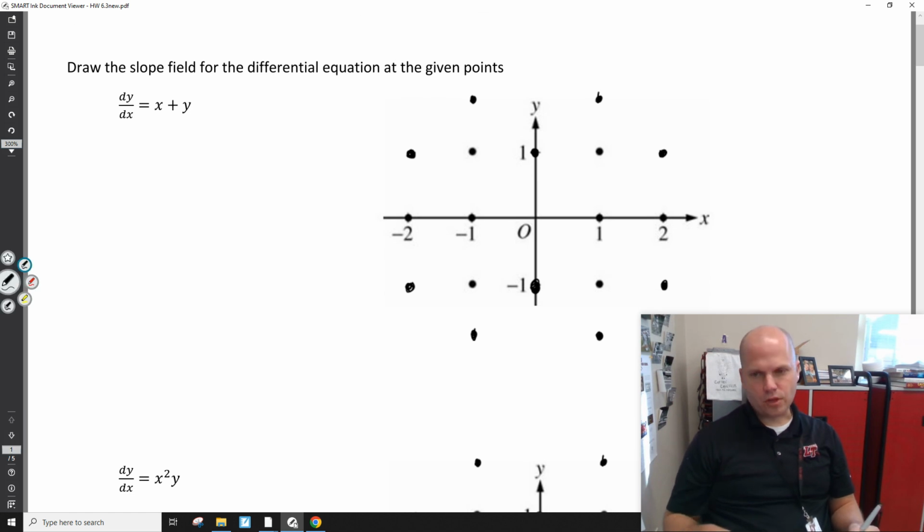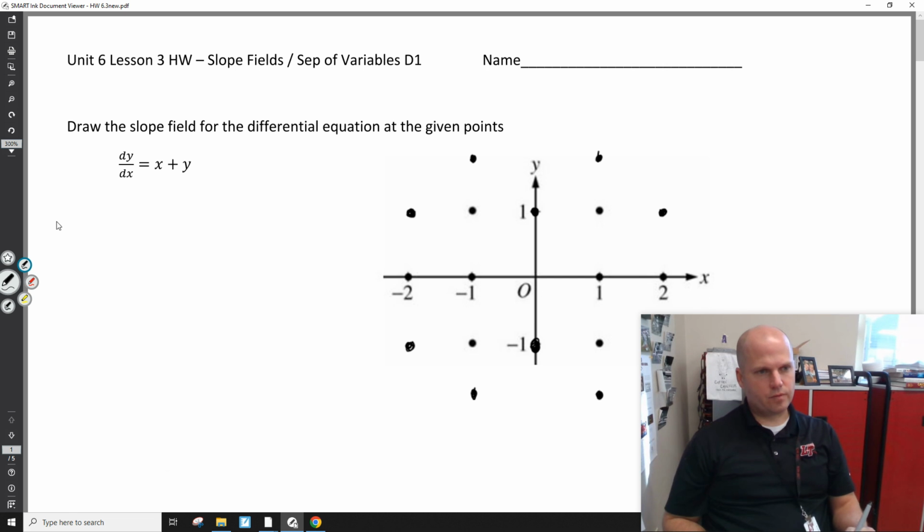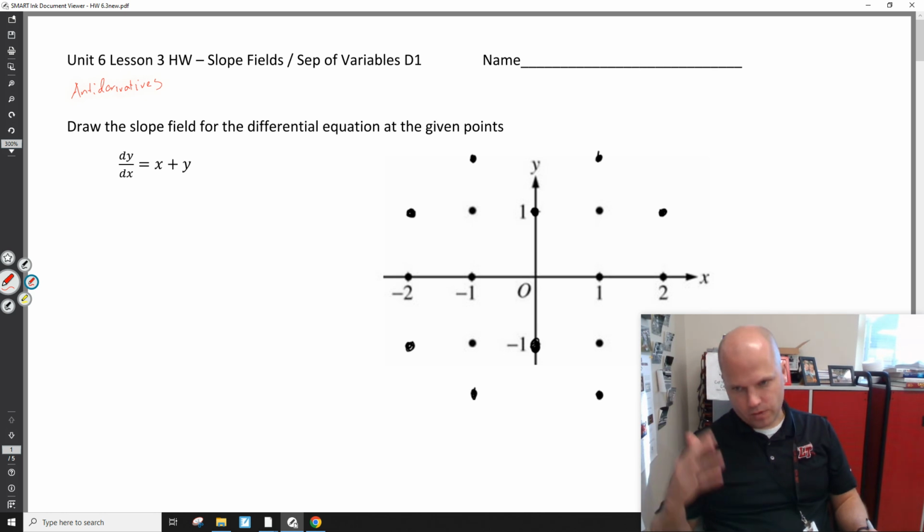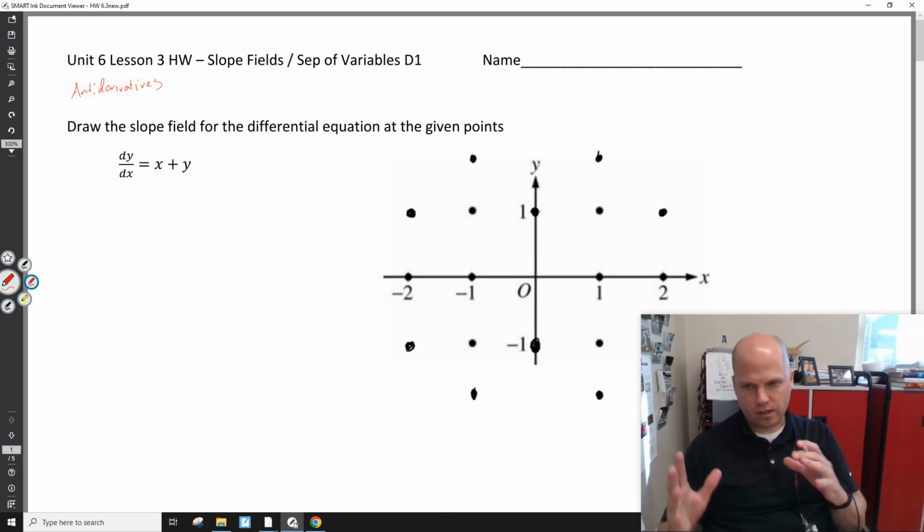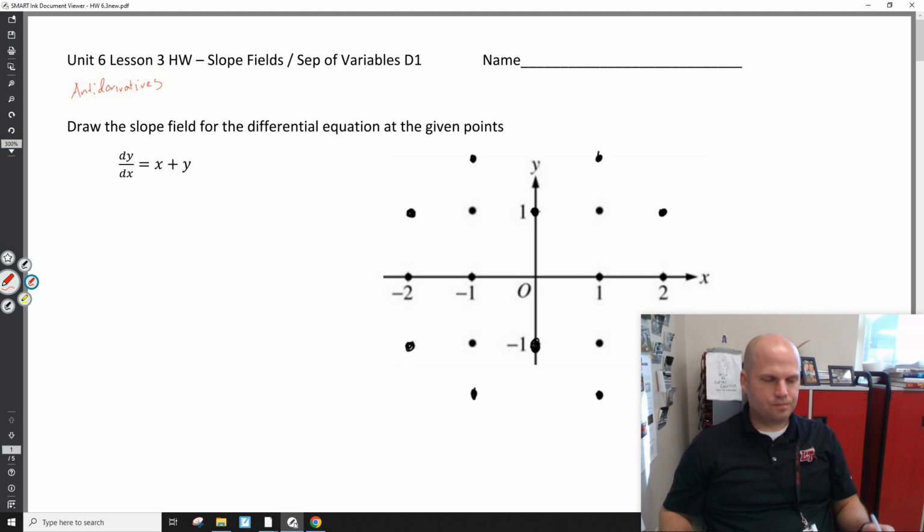Remember, the overarching theme of this unit is taking antiderivatives. We will be taking antiderivatives today. However, we're going to take a little side topic and talk about slope fields. Now, the key to lesson 3 and lesson 4 is we're going to attempt to take antiderivatives of x's and y's. We'll be doing that later in this homework.